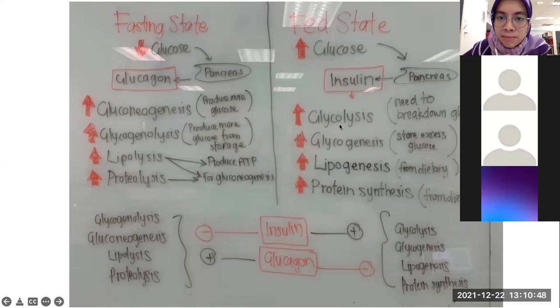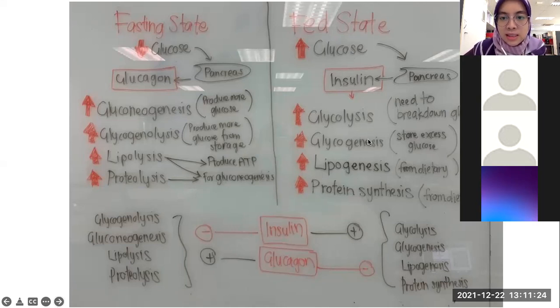If you remember, in glycolysis, glyco is glucose and lysis is the breakdown. So glycolysis is the breakdown of glucose into pyruvate. Why does glycolysis take place in the fed state? Go back to the key point earlier: because we have a lot of glucose. In the fed state, the glucose concentration increases, so we need to break down the glucose that is high in our blood. That's why in the fed state, glycolysis is activated.